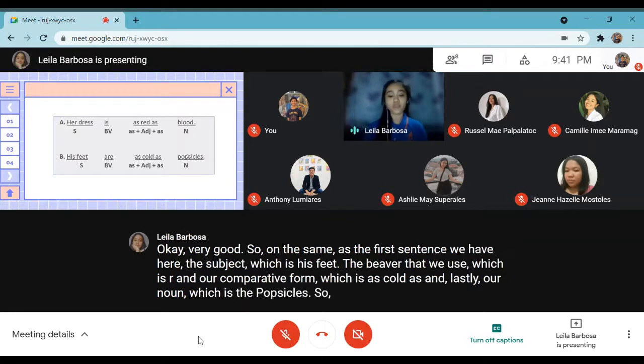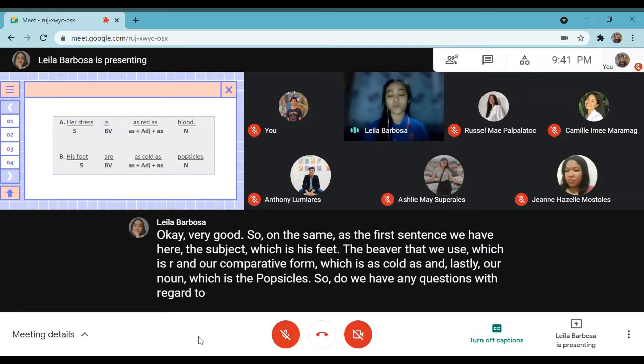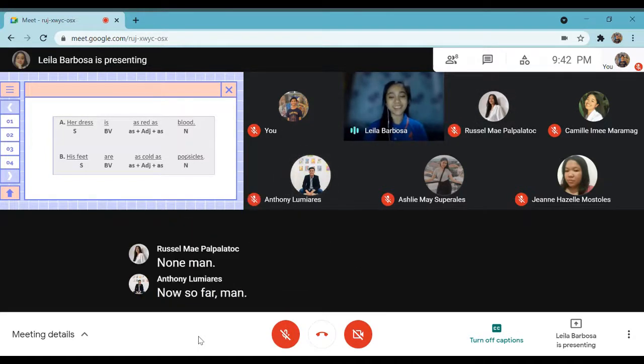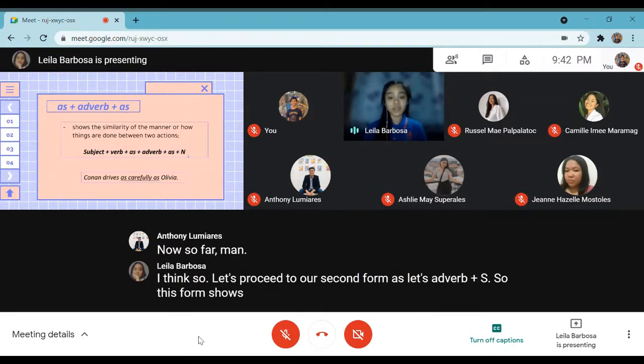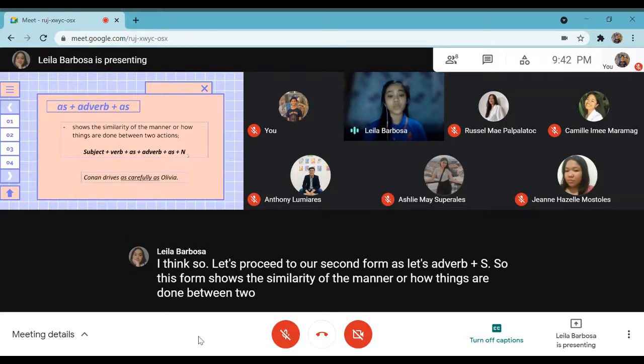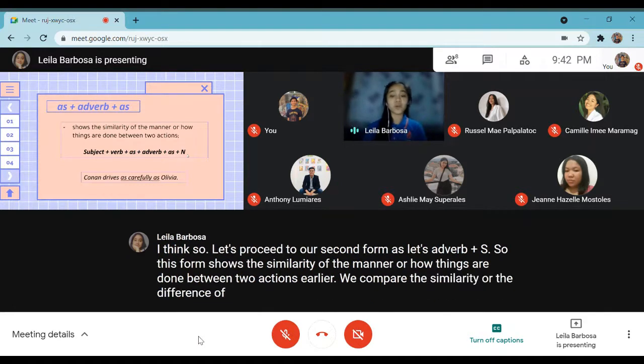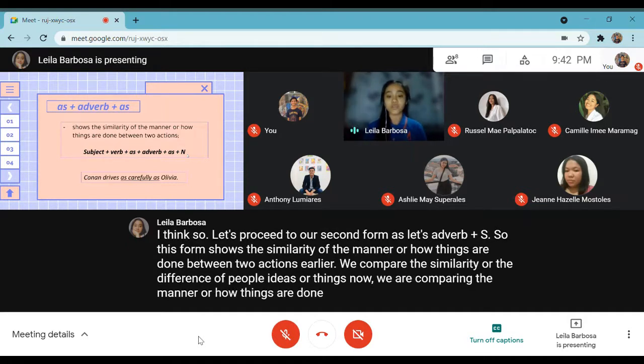So, do you have any questions with regard to our first form? None so far, ma'am. Alright, thank you. So let's proceed to our second form, as plus adverb plus as. So this form shows the similarity of the manner or how things are done between two actions. Earlier, we compared the similarity or the difference of people, ideas, or things. Now we are comparing the manner or how things are done between two actions.